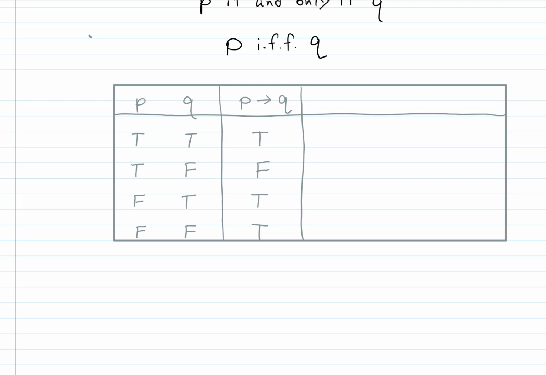Okay? Now let's make a column for Q implies P. Now Q is the hypothesis and P is the conclusion. The only time an implication is false is if the hypothesis is true and the conclusion's false. That's the only time an implication's false. All other times, the implication is true.